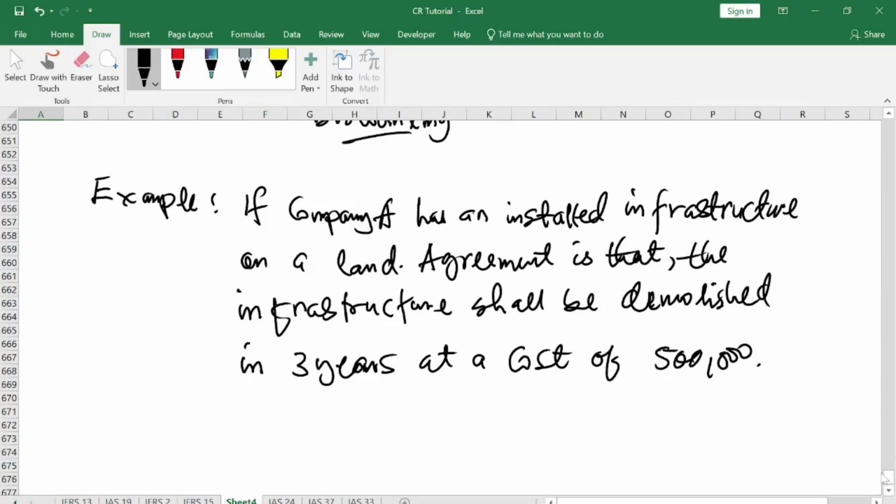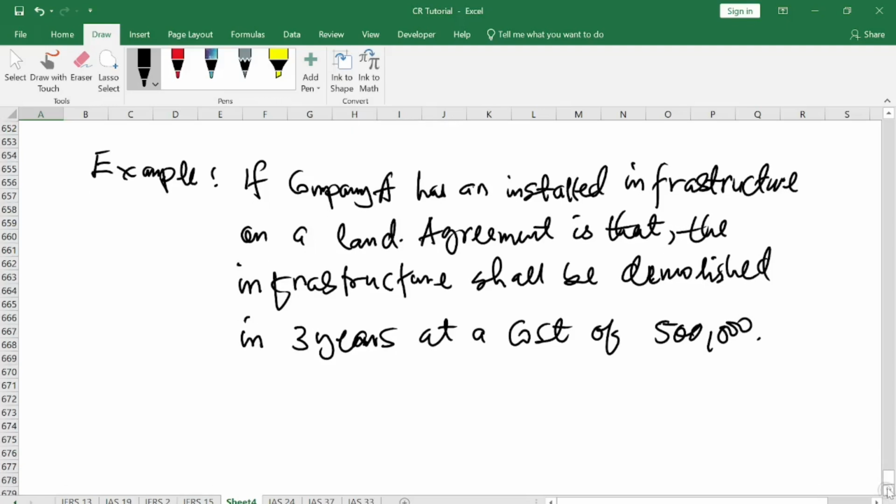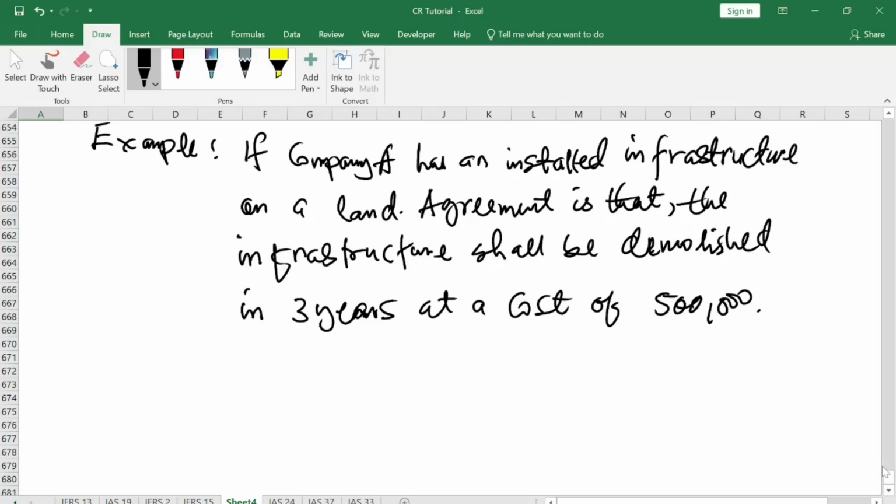So here, this is the money that will be expended for demolishing this infrastructure in the final year, or third year, or 3 years' time. This money has to be provided for in the statement of financial position. However, the expenditure is not current. It will happen in the near future. For that reason, this money has to be discounted to the present value. So how is it done?